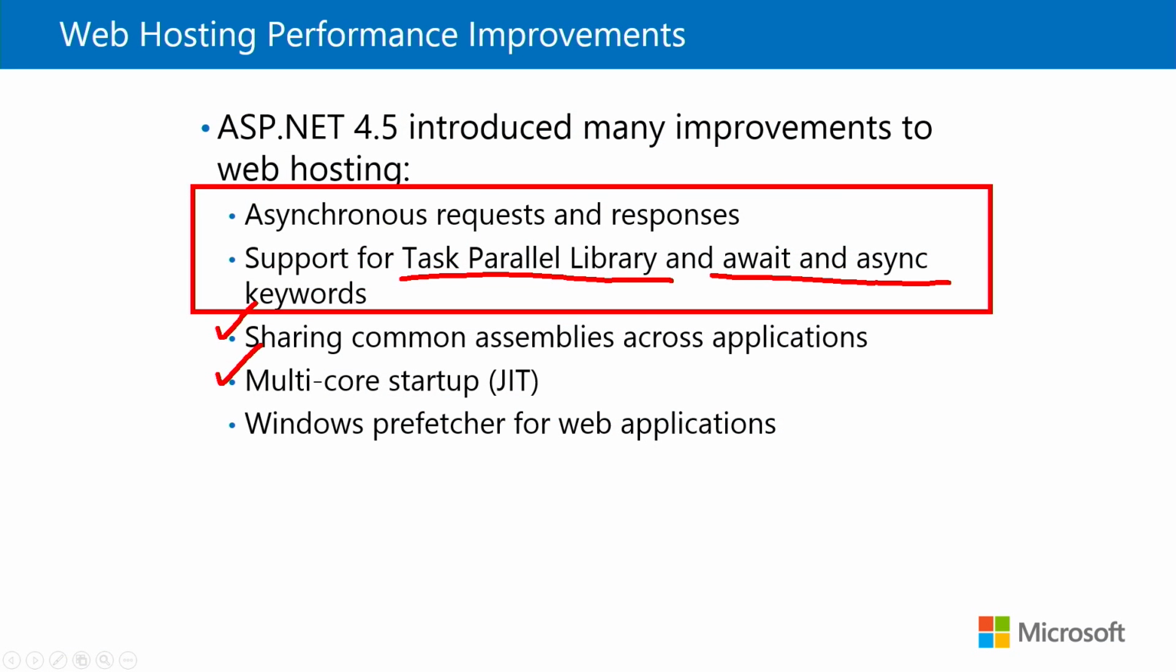Other things that you've got: multi-core startup with just-in-time compilation. What that means is if you've got multi-processor core machines and you're starting up an ASP.NET web application and it needs to just-in-time compile, that compilation process can now be spread out across multiple cores, making that startup process potentially significantly faster, and that can be a big deal. Now there's other things to deal with that, such as the always-on capability that we talked about in an earlier module.